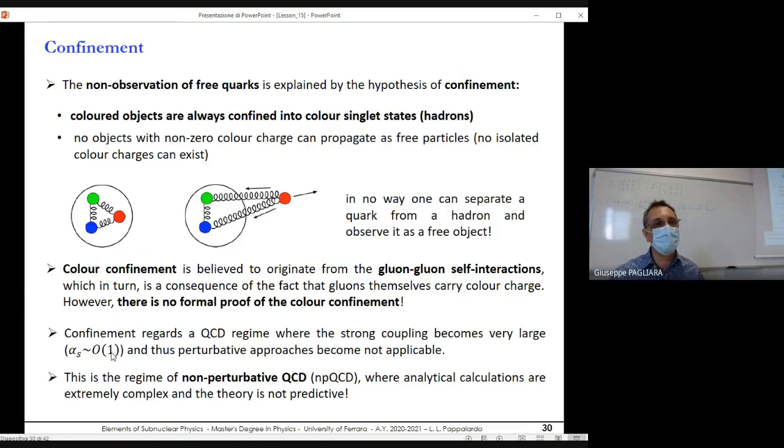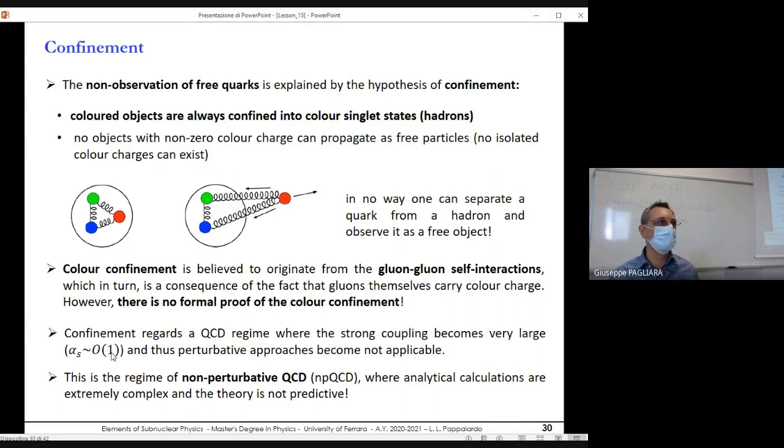So confinement is in a region of QCD called the non-perturbative region, where you cannot use the theory itself, and of course you cannot use perturbative techniques to make predictions. And that's why QCD is so hard to study. The only way is to make experiments in this region. So in this regime of non-perturbative QCD, analytical calculations are extremely complex, actually impossible, and the theory is not predictive.